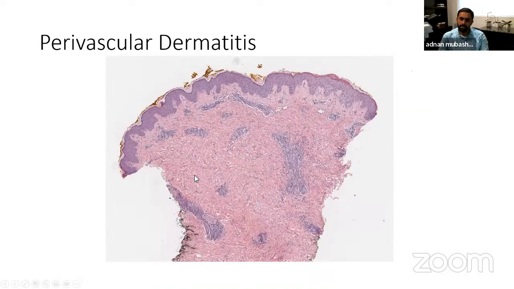What's a clue to tell that it's perivascular as opposed to just diffuse inflammation? In perivascular inflammation, you will have these islands of blue. And if you go on higher power, which I didn't go here, you can see there are vessels at these locations, and hence the lymphocytes are aggregating around those vessels. In a diffuse inflammation, you will have a complete washout of the dermis with those inflammatory cells. That's how you differentiate perivascular from the interstitial inflammation.